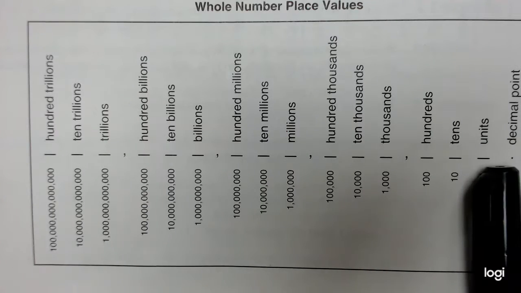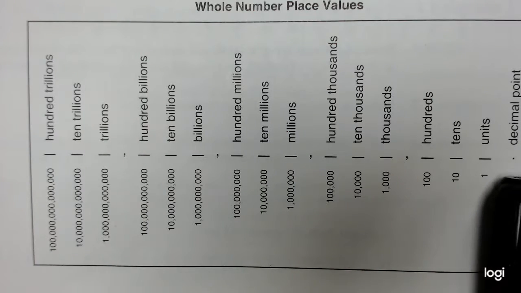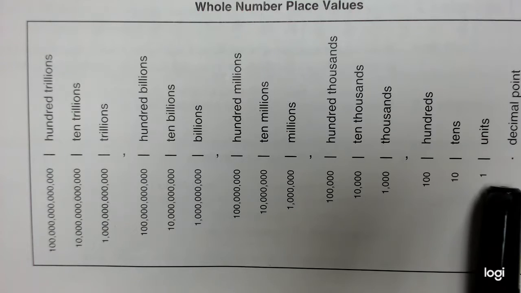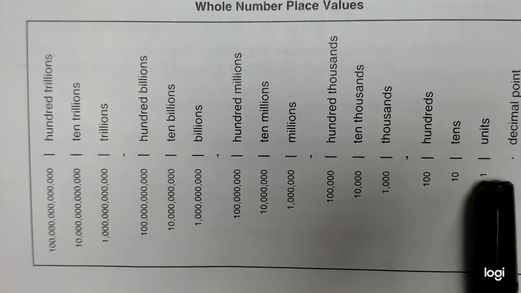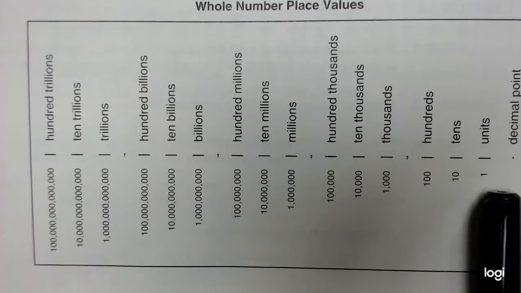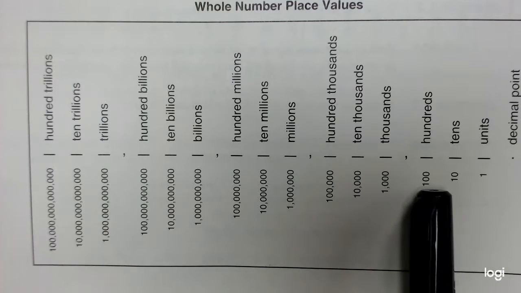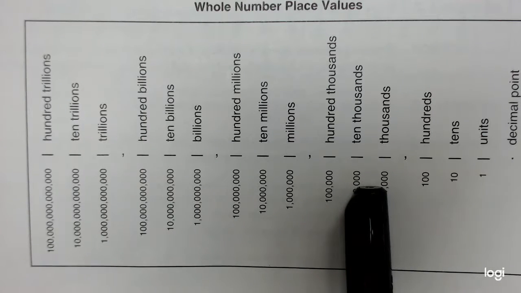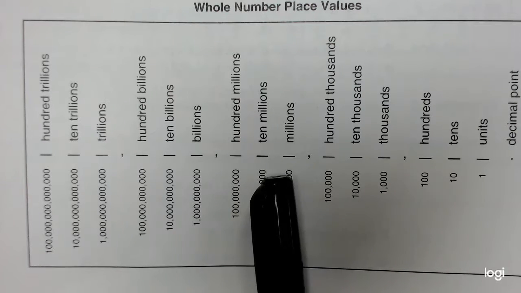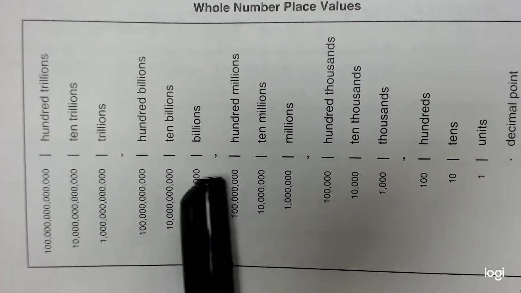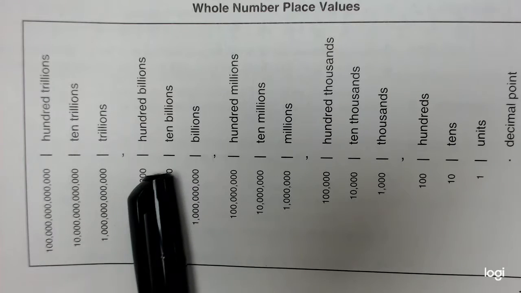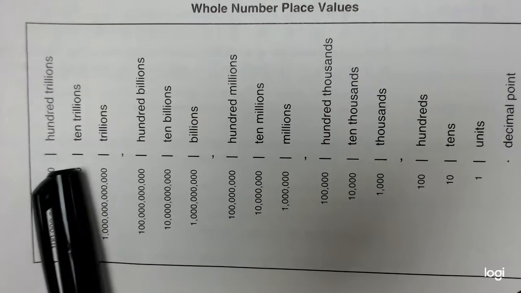All the way to the right we have the decimal point, and then our whole number values start in the ones place, or as it is now called, the units place. So we have units or ones, and then tens, hundreds, thousands, ten thousands, hundred thousands, millions, ten millions, hundred millions, billions, ten billions, hundred billions, trillions, ten trillions, hundred trillions.